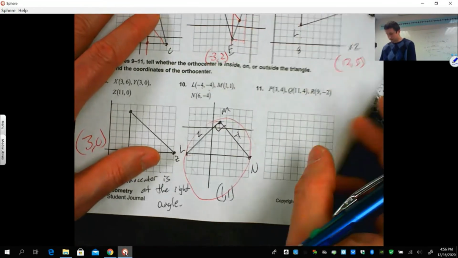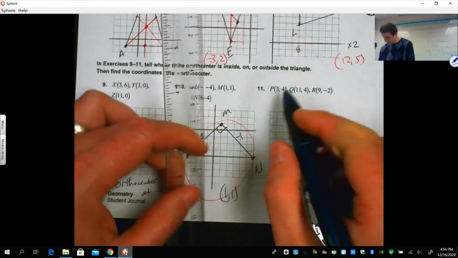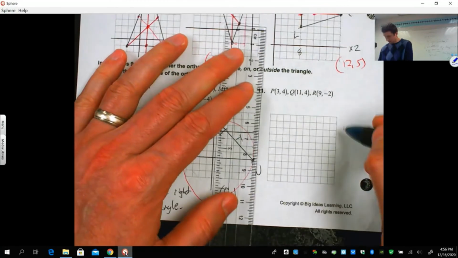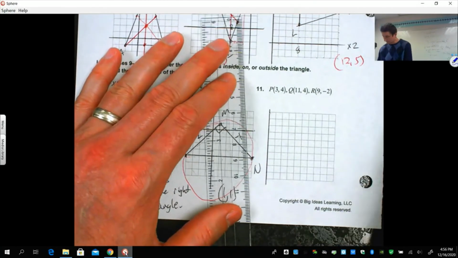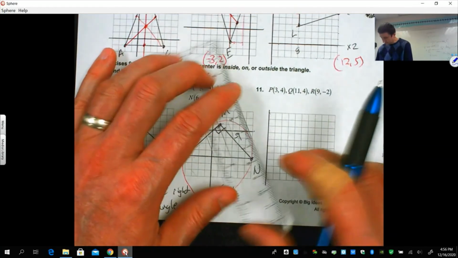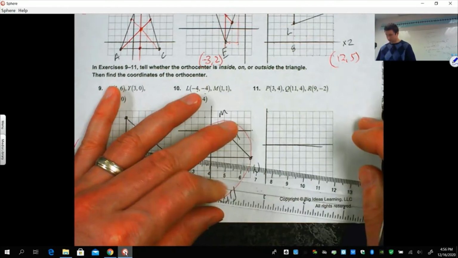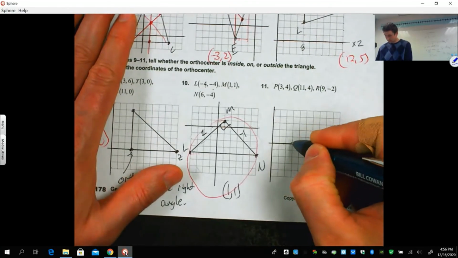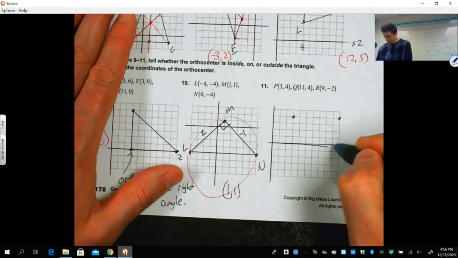Okay, last one, I believe. Let's see. (3, 4), (11, 4), and (9, -2). We know these are 11 across, so let's put the y-axis clear over there. I'm going to go in the middle, maybe a little bit lower. Whoa, we didn't draw that well. 1, 2, 3, 1, 2, 3, 4. (11, 4) and (9, -2).